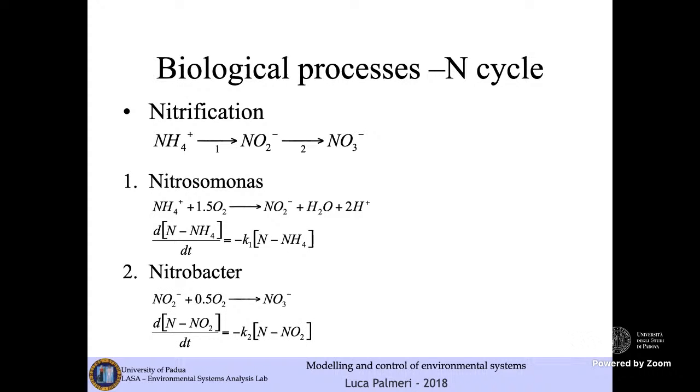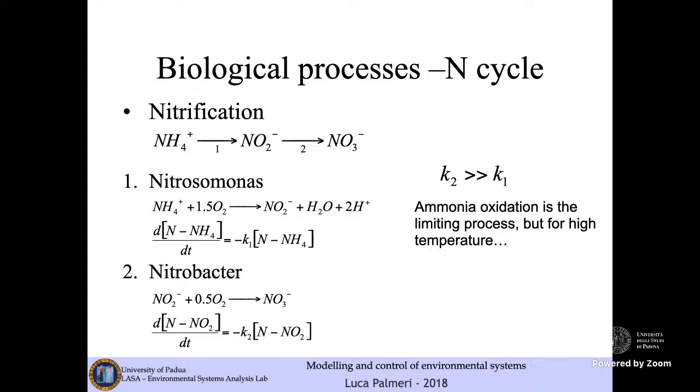This process is then taken up by Nitrobacter, which converts nitrite by employing gaseous oxygen into nitrate. You see that in the first part of the process, Nitrosomonas, you need oxygen, and in the second part of the process, Nitrobacter, you need oxygen as well. So nitrification, which may be split into sub-processes by Nitrosomonas and Nitrobacter, is a process that requires oxygen.